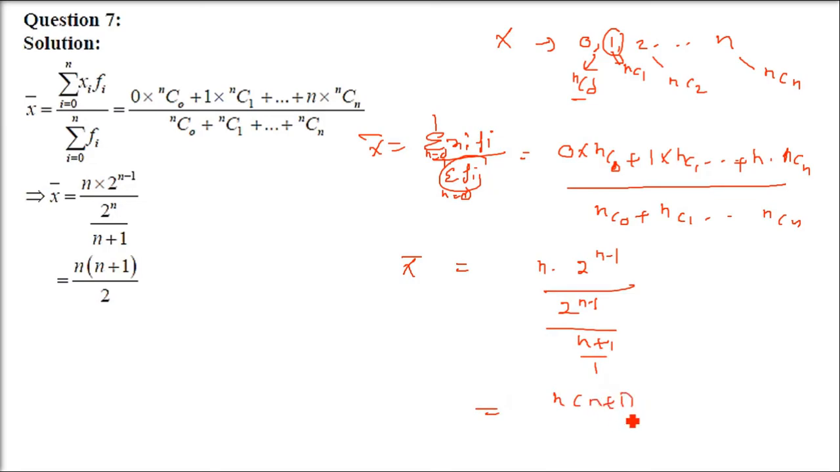Now n is in the numerator and n plus 1 remains in the denominator. So we have 2 to the power n minus 1 and 2 to the power n; when 2 to the power n goes to the denominator, it becomes 2 to the power minus n. So you have to add the exponents: n minus 1 with minus n. So n minus n cancel, minus 1 will be there, and 2 to the power minus 1 will come. So you take it in the denominator, and it comes as n by 2. This is your final solution.